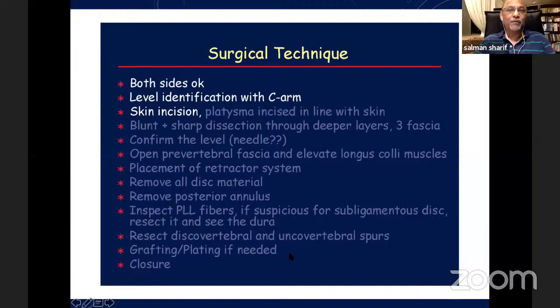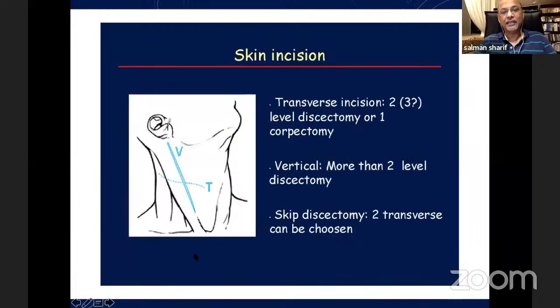How do we do this? Obviously, both sides are okay. You can identify the level with a C-arm. You have a skin incision. Obviously, the majority of the time the skin incision is transverse. And we can go up to 3, even 4 levels sometimes with the transverse incision. I usually go up to 4 levels with a single transverse incision.